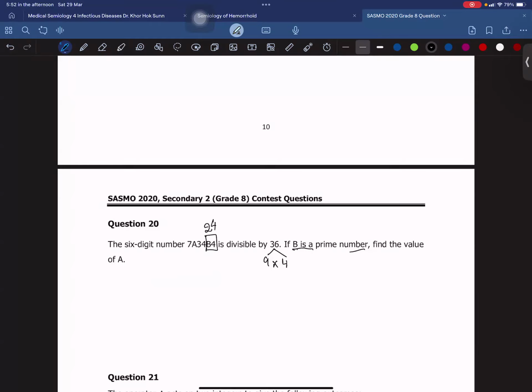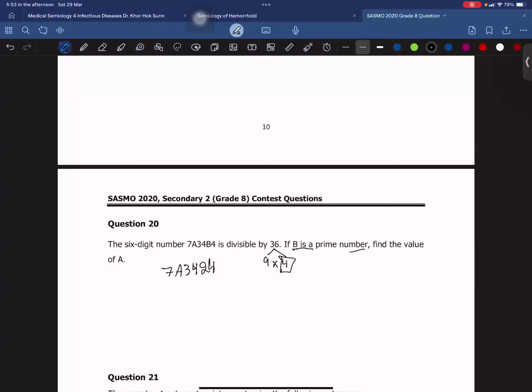That is the divisibility rule of 4, where the last 2 digits need to be a multiple of 4. That's why, if we have the prime numbers 2, 3, 5, 7, and what else? Yeah, that's it, which are the single-digit primes. So it's going to be 2, because then it's divisible by 4. Okay, we have 7A3424.